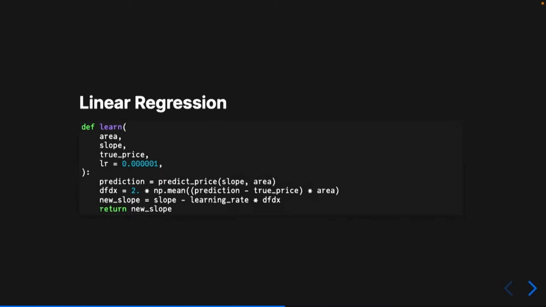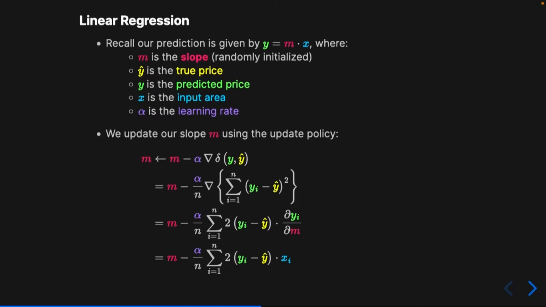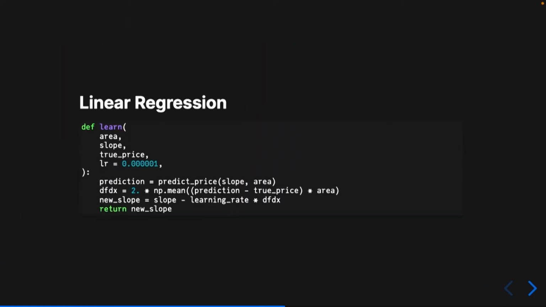Again, in Python, using this simple function, learn. Given the input area, our current value of the slope, the true price, and the learning rate, which defines the size of our updates, we first make a prediction given the input slope and the area. Using that, we can then calculate the gradient, which is that expression from the previous slide. And we can then update our slope given the current value, the learning rate, and the gradient.